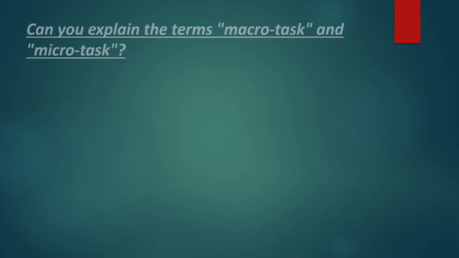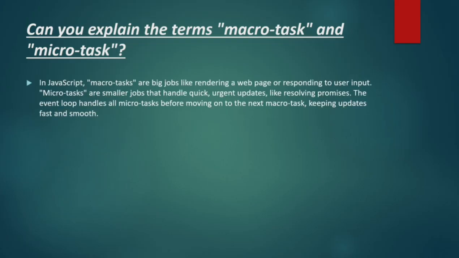Now let's move to the second last question. Can you explain the terms macro task and micro task? In JavaScript, macro tasks are big jobs like rendering a web page or responding to user input, and micro tasks are smaller jobs that handle quick, urgent updates like resolving promises. The event loop handles all micro tasks before moving on to the next macro task. It keeps updates fast and smooth.